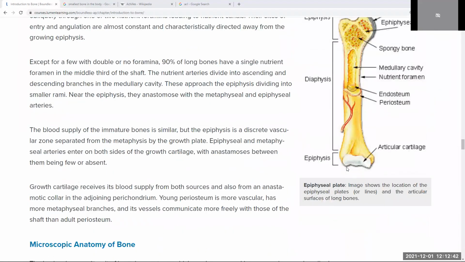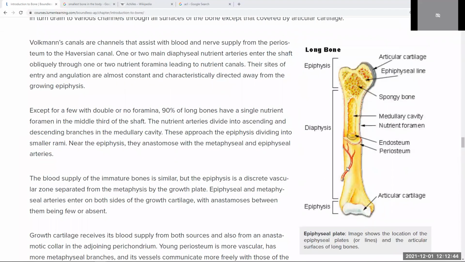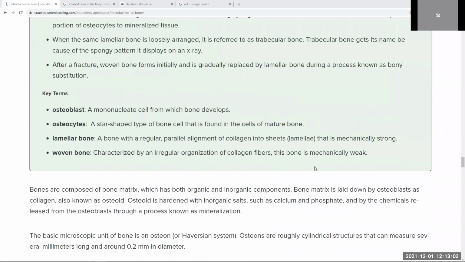Let me ask a question. Osteoblast, osteoclast, which one creates bone? Osteoblast, right? And what does the other one do? Reabsorption. Absorption, reabsorption, as the osteoclast, osteocytes. Very good. Just checking.